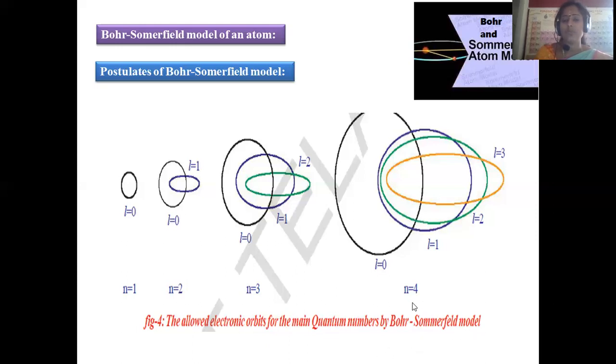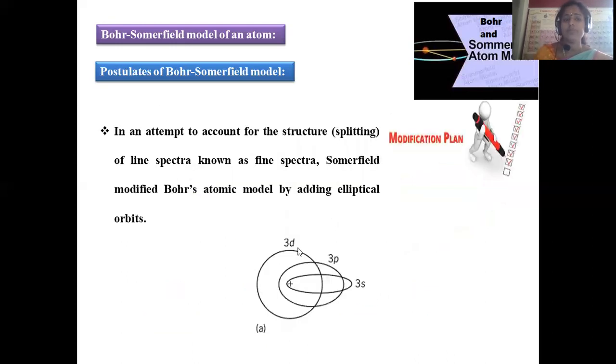This is the modification of Bohr's model in order to avoid the ambiguity and the limitations generated in Bohr's model. Here, the important postulates of the Bohr-Sommerfeld model of an atom: some modification was carried out by them in an attempt to account for the splitting of a line spectrum, known as the fine spectrum.